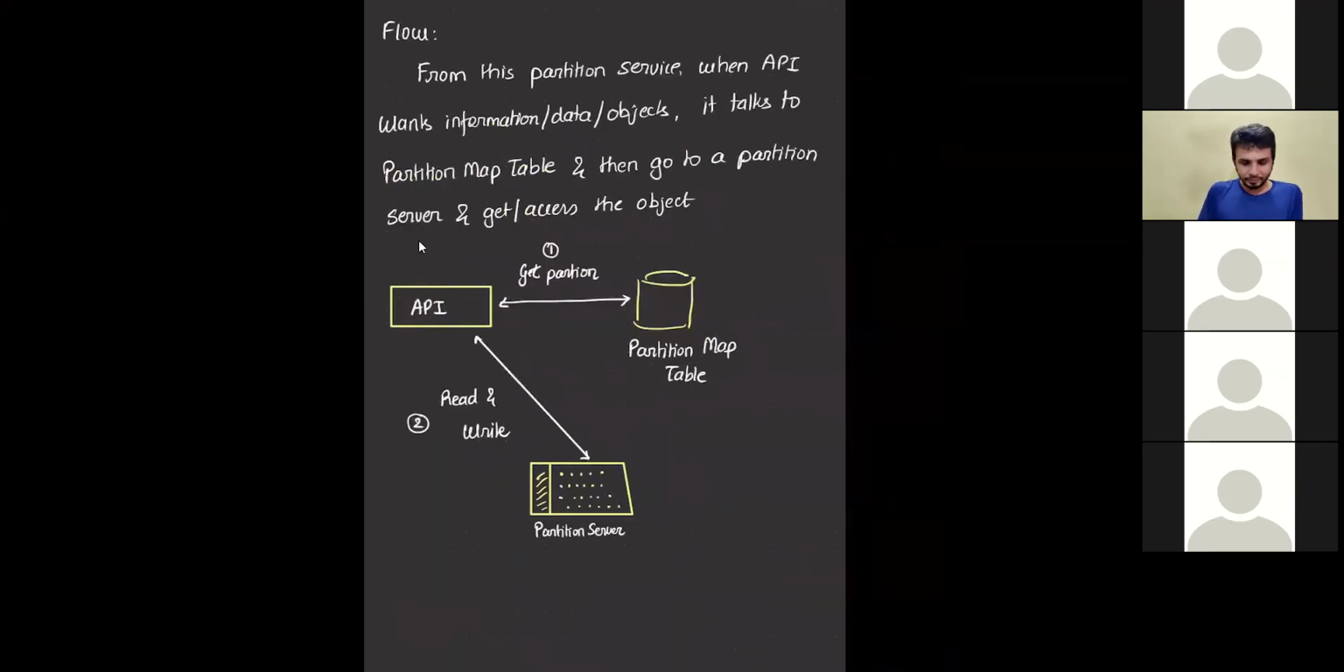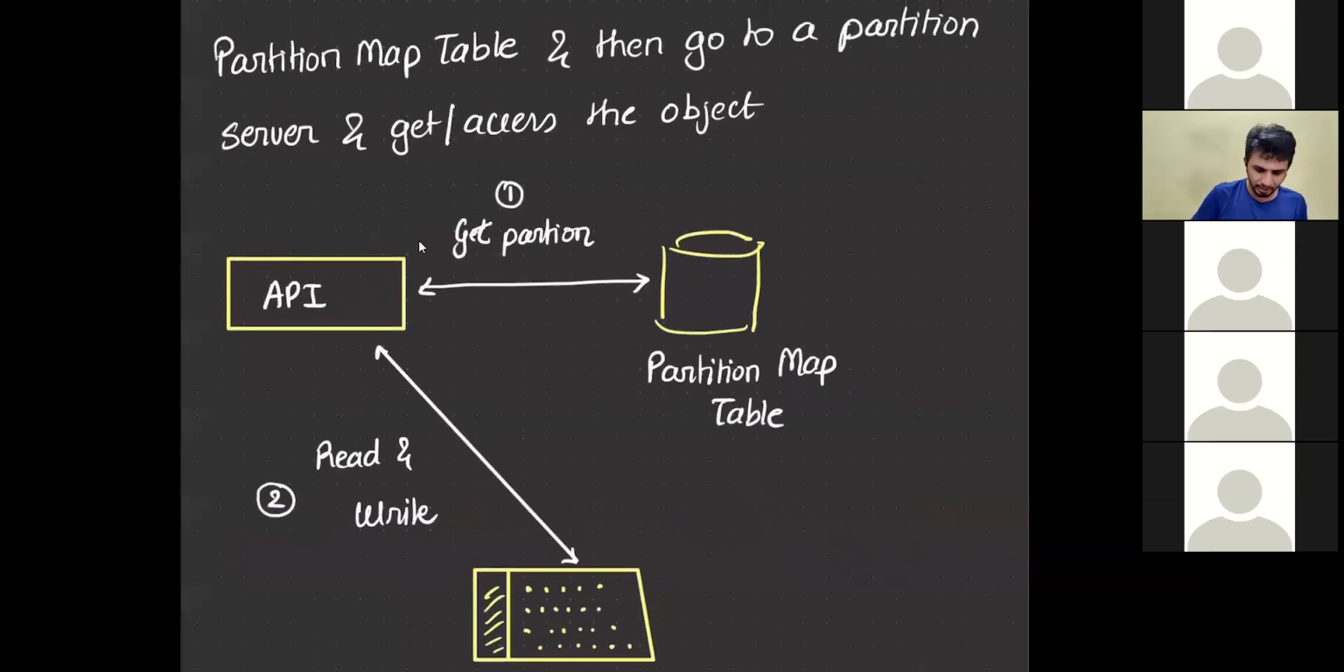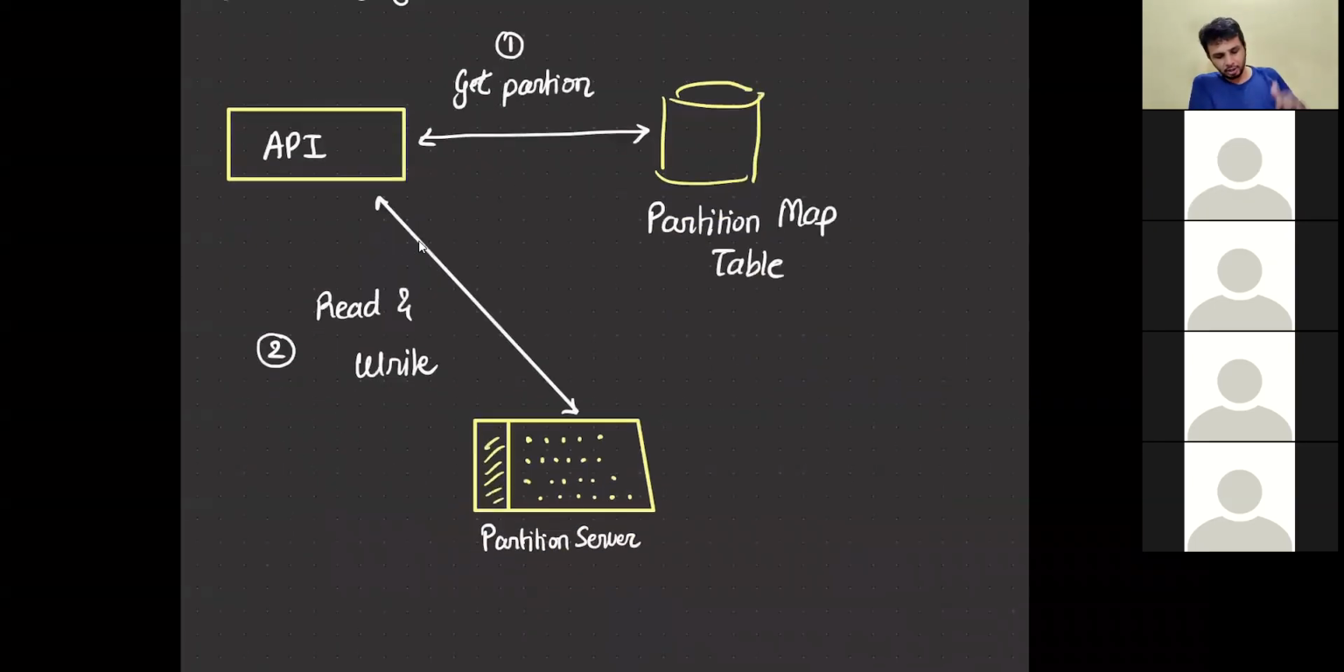Okay. So the flow for now would be, when the API wants some data or object, it talks to the partition map table. The first thing, your API got the request, it would get the partition from the partition map table, and then your API server can do the read/write on the partition server directly. The partition map table is just a pure database, so the API server would go to it, get the data, and then talk to the partition server.